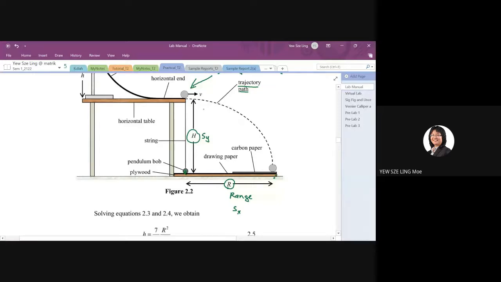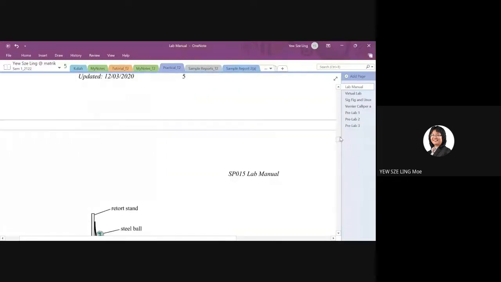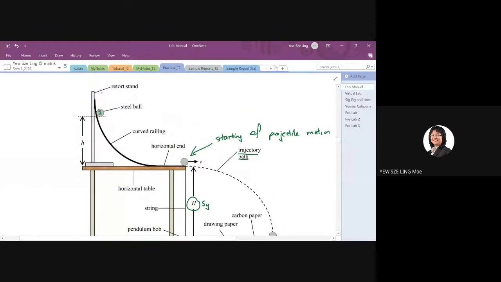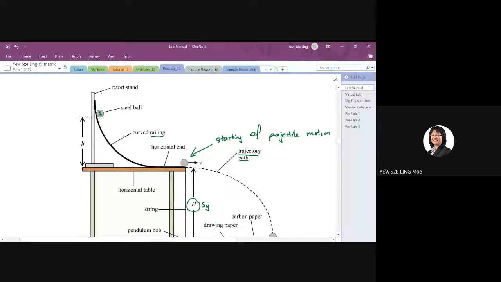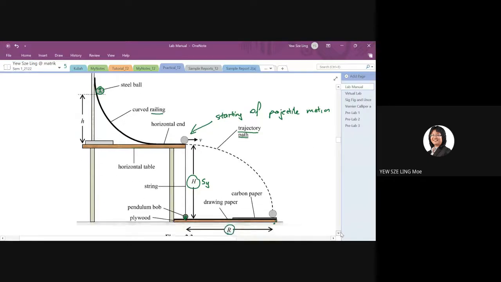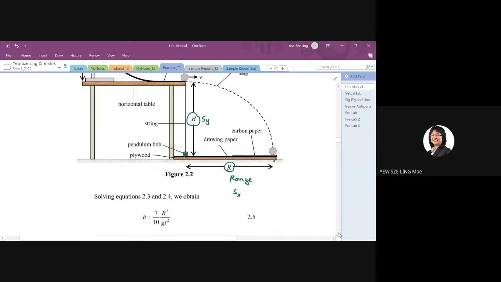So how to conduct the experiment? Basically in the lab, you will have a setup that is exactly like this. You will have a retort stand, you will have a railing, and then you will have a steel ball. Your steel ball, you will start from here. You measure the height and then you drop the steel ball, and what you're recording is the R, the range.